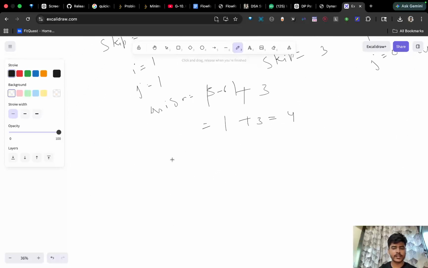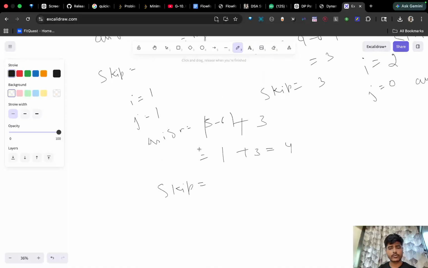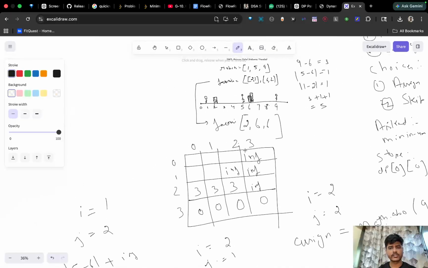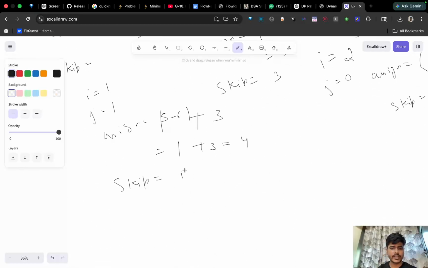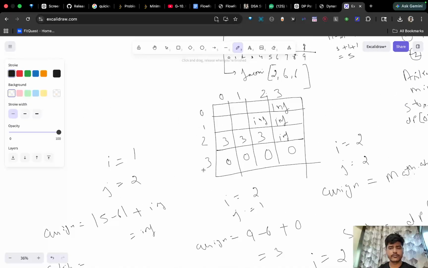And if I skip, that is, I do not assign my second robot to the second factory, in that case I will be borrowing the answer from when the second robot was assigned to the third factory, and in that case the answer was infinity. So infinity, and the minimum of both is 4. So I'll be writing 4 here.